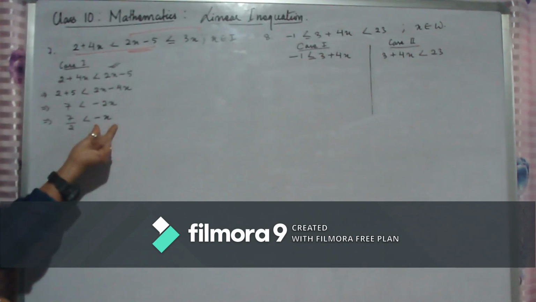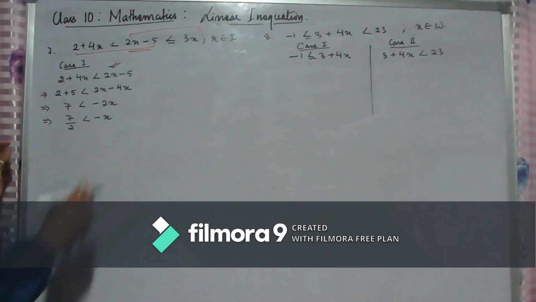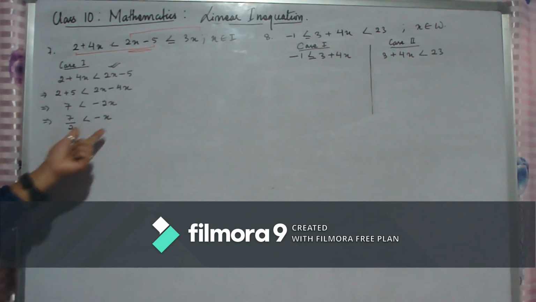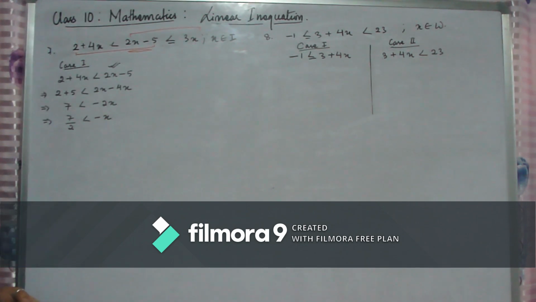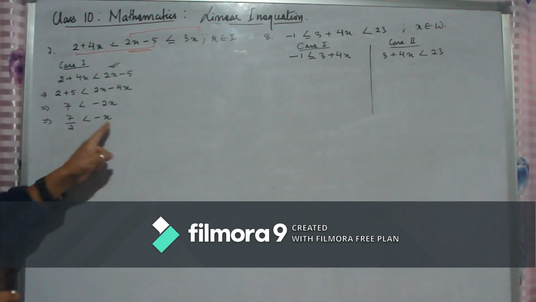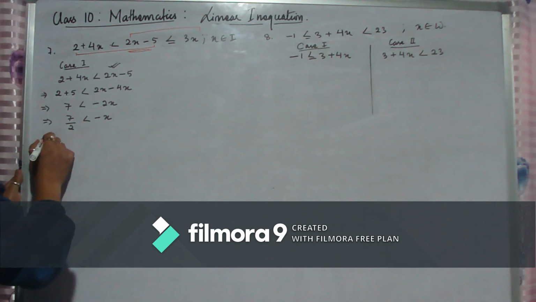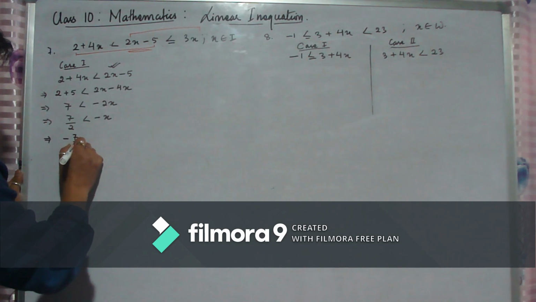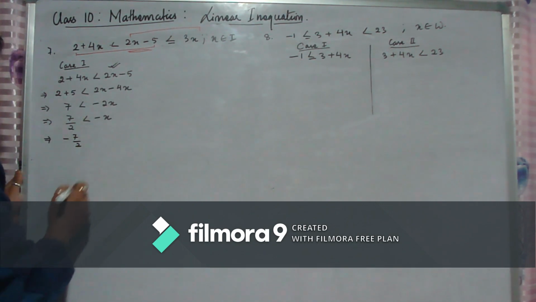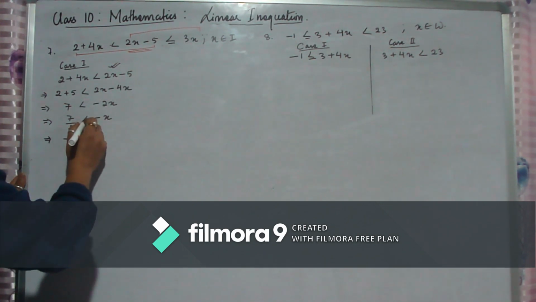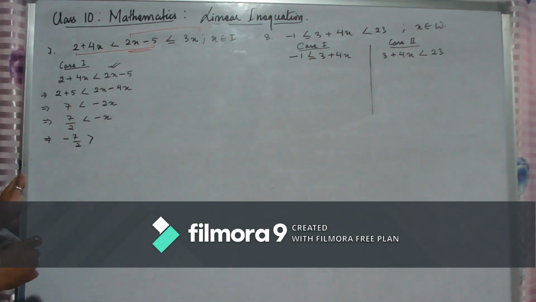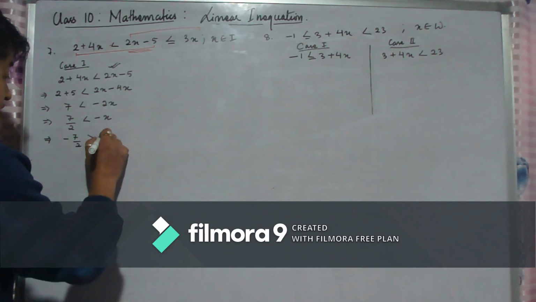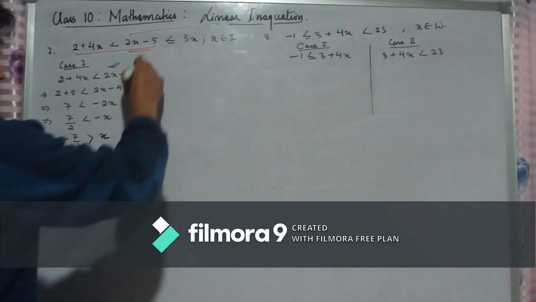We cannot leave the variable with a minus sign, so we have to make this positive. In order to make this positive, what do we have to do? Correct. We have to multiply both sides by minus 1. When we multiply both sides by minus 1, we will get minus 7 divided by 2. And whenever we multiply or divide by a minus sign, the inequality sign will change. This will become x.